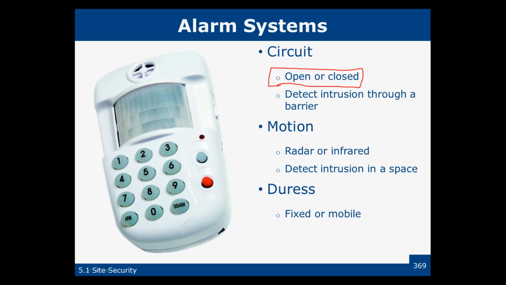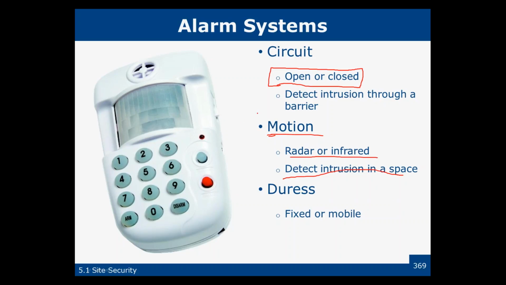Detection of intrusion through a barrier, the barrier being the door. Motion sensors, radar or infrared, detect intrusion in a space, and those are things that you have to set up right. If you have pets, and this is for your home, you want to set it up so that your dog doesn't start things off.